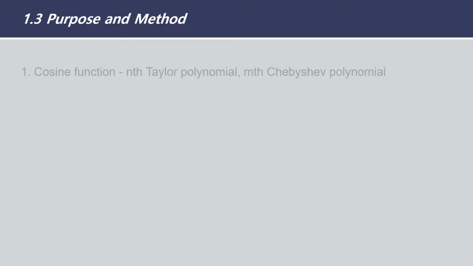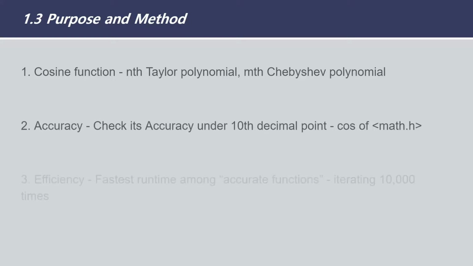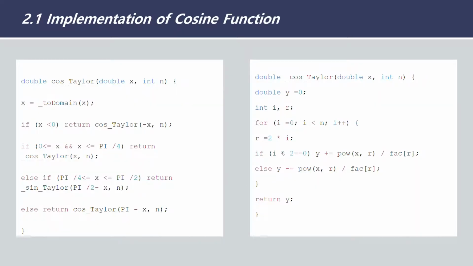In our research, we first implemented a function that can calculate cosine using various degrees of Taylor polynomial and Chebyshev polynomial. And then we compared those functions in respect of accuracy and efficiency. To evaluate the accuracy of the function, we compared the value of the function up to its 10th decimal point with the cosine function from math.h. Lastly, we compared the runtime of the functions while iterating them 10,000 times.